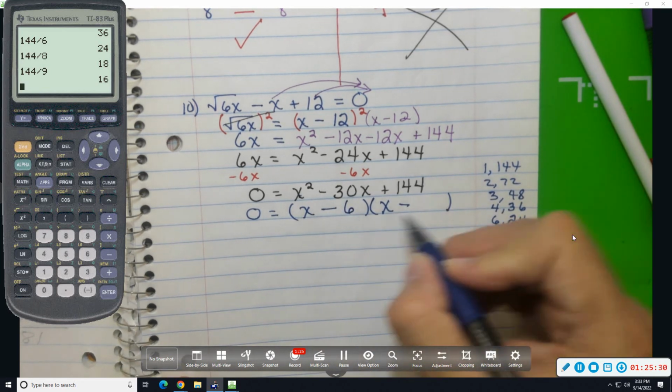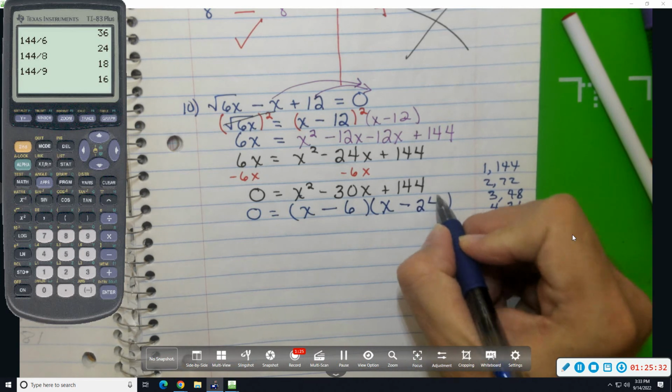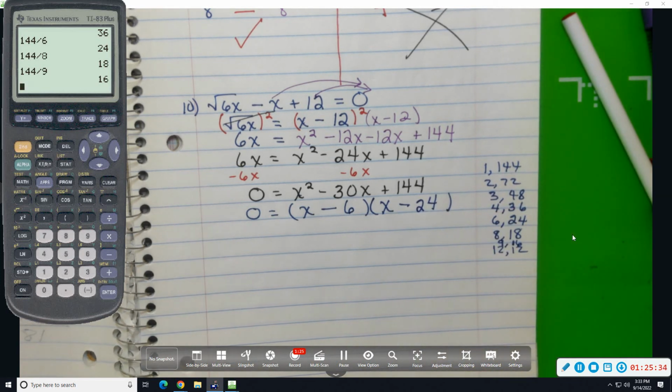It's even going to be easy to check. Why am I saying that? Because the possible answers are integers. No fractions.